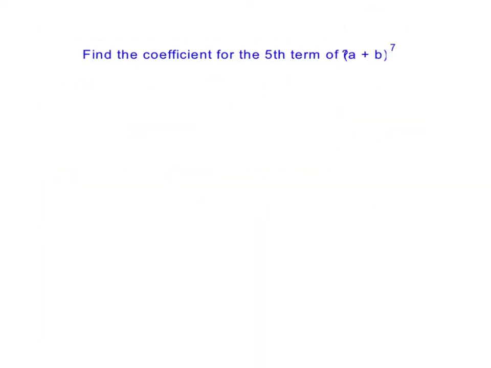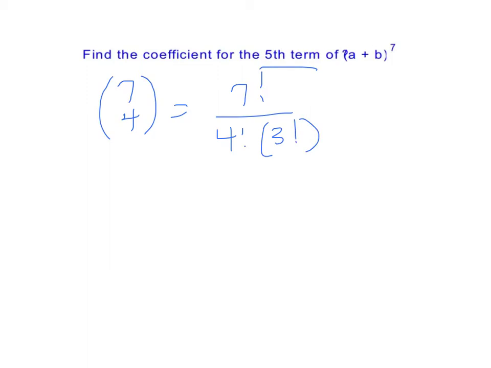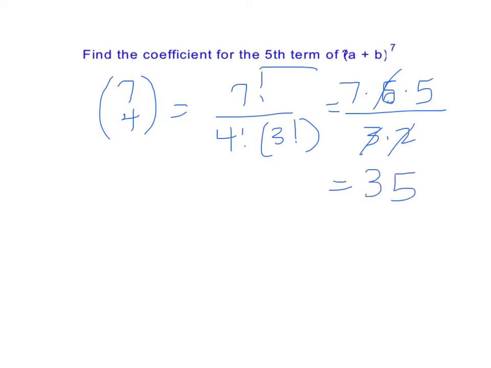Find the coefficient for the 5th term of a plus b to the 7th. Well, I want the combination of 7 terms. If it tells me it's to the 7th power, n is 7. And then the number down here, r, is going to be 1 less than the given term. So this will be 7, 4. That is 7 factorial over 4 factorial, 3 factorial, which is 7, 6, 5. 4 factorial cancels, 3, 2, 1. So that is 35. So the coefficient for the 5th term will be 35.